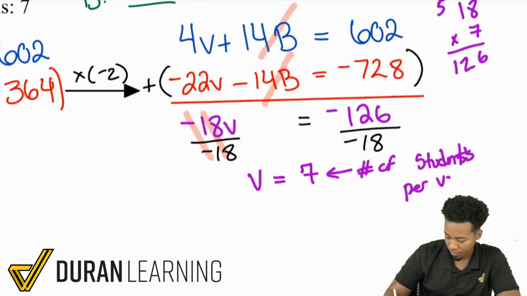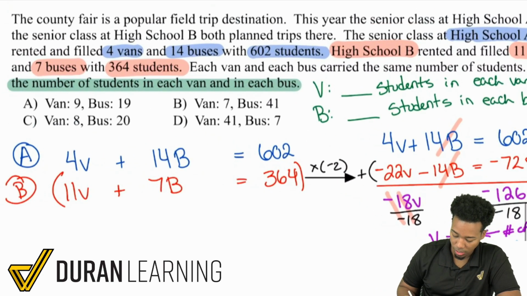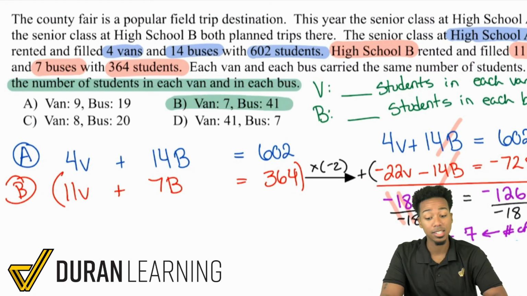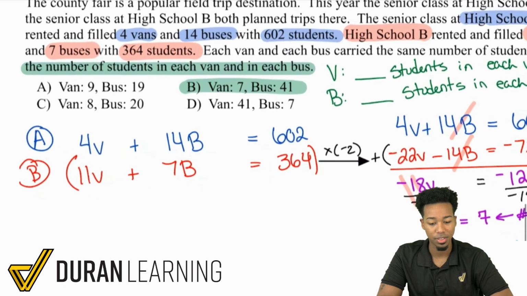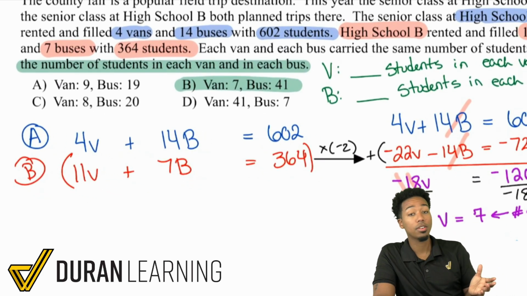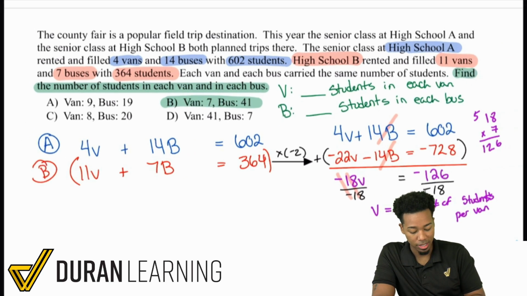per van, right there. And so when you look at your answer choices, which one gives you van 7? Right here, B. V is vans, right over here. V is 7, that's vans, and we got 7 for that. And so you don't have to solve anything else here, my party people. If you wanted to get the buses, the number of students in each bus, you would plug it back in. But that's not necessary right now because B is the only one where van is 7.